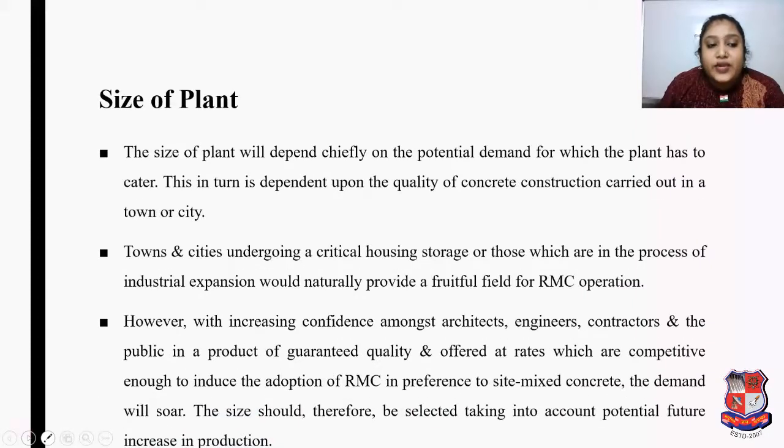Now we will talk about the size of plant: if we are producing ready-mix concrete in a plant, then what will be the size of the plant. The size of the plant will depend chiefly on the potential demand for which the plant has to cater. This is dependent upon the quantity of concrete construction carried out in a town or city. Towns and cities undergoing a critical housing shortage or those in the process of industrial expansion would naturally provide a fruitful field for ready-mix concrete operation.